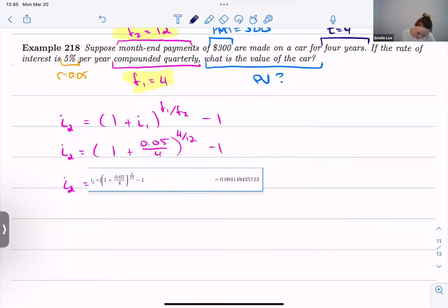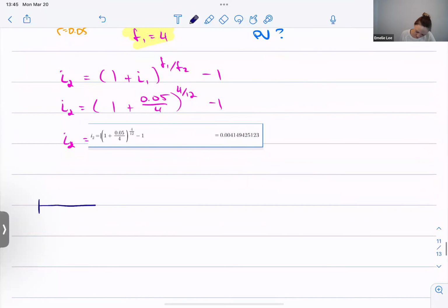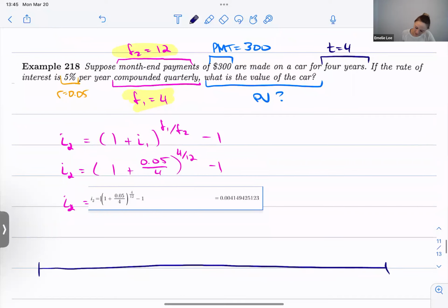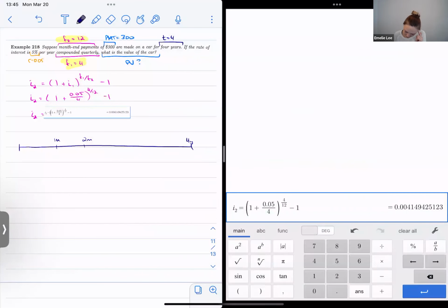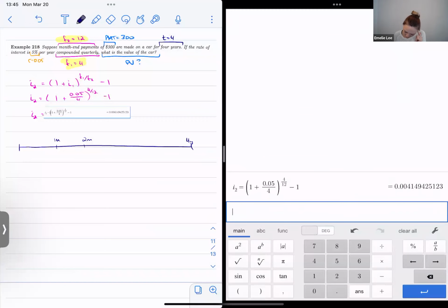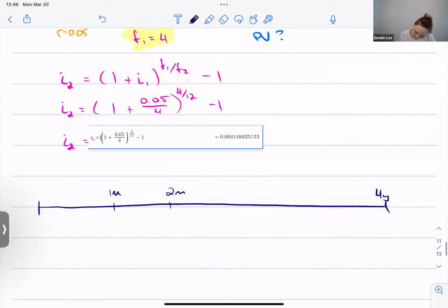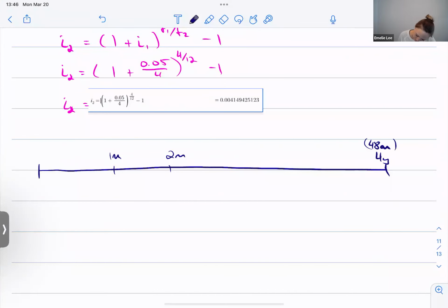Now our timeline is going to look like this. So for 4 years, I'm going to make monthly payments. So after 1 month, 2 months, 4 years has how many months? 4 times 12, oops. 4 times 12 is 48 months. Okay. Which means the second to last payment is at 47 months. And today.